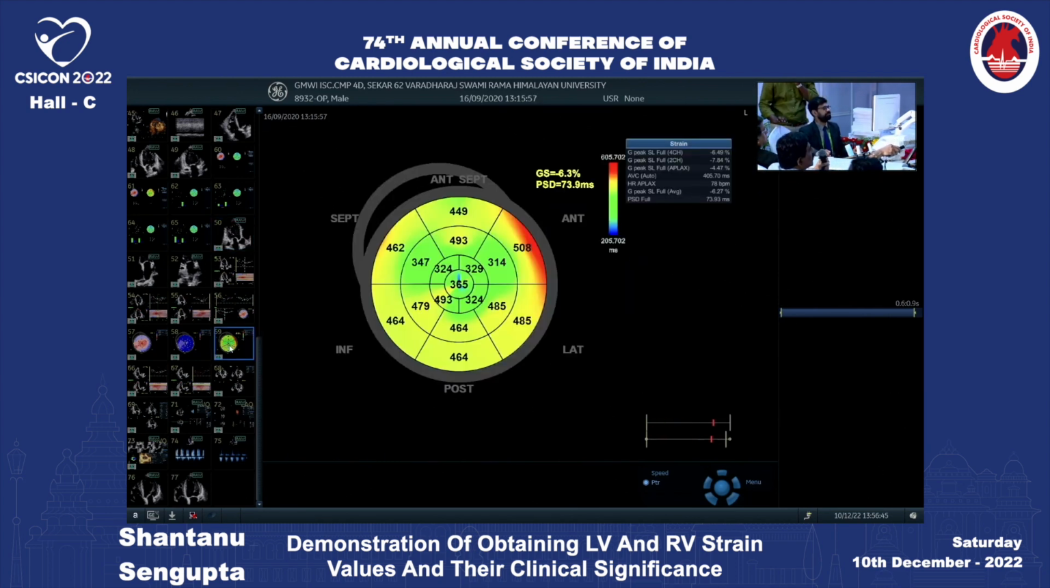This PSD is peak systolic dispersion. Normally, it should be less than 48. The cutoff mark, if it is more than 71, means there is no synchronous contraction in this patient, and the patient may go on to sudden cardiac death. This is useful for CRT. It is useful for CRT.